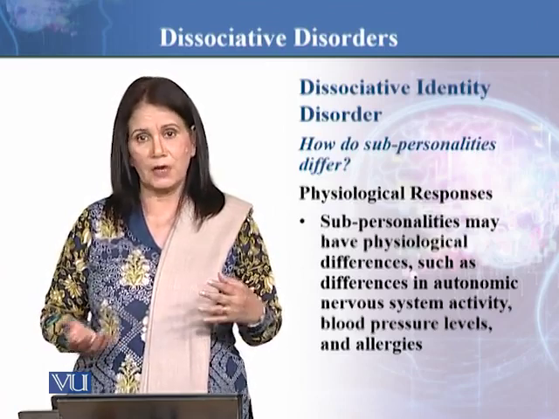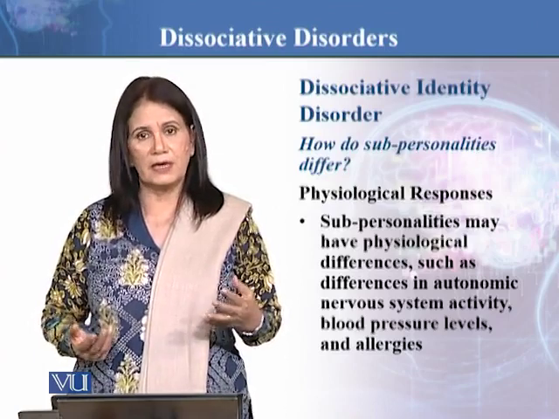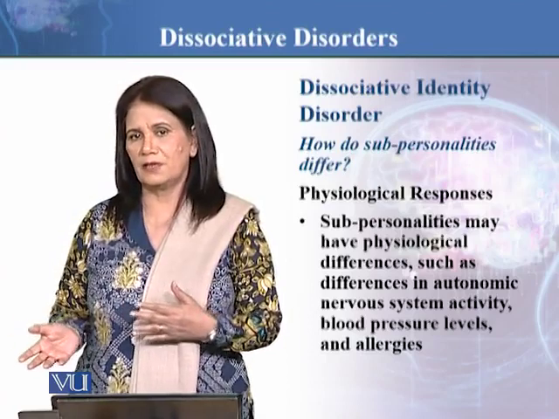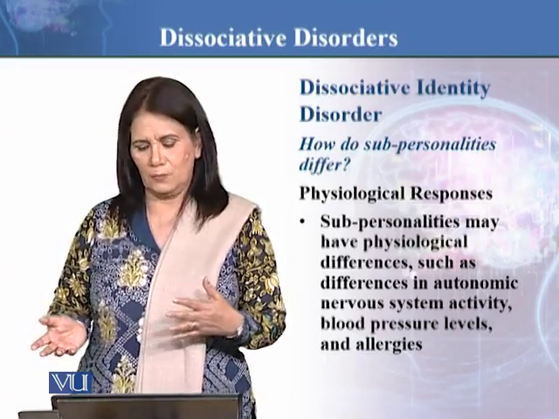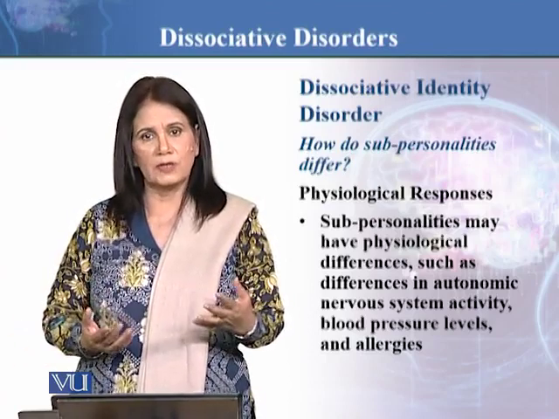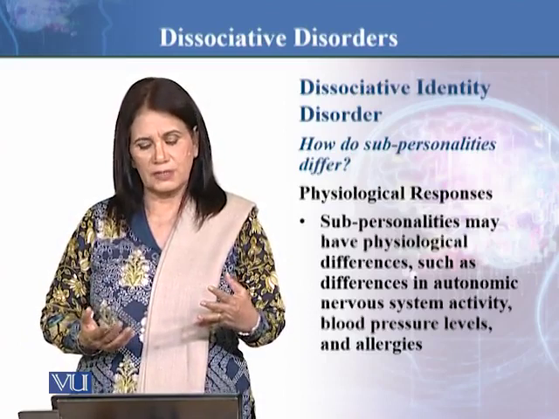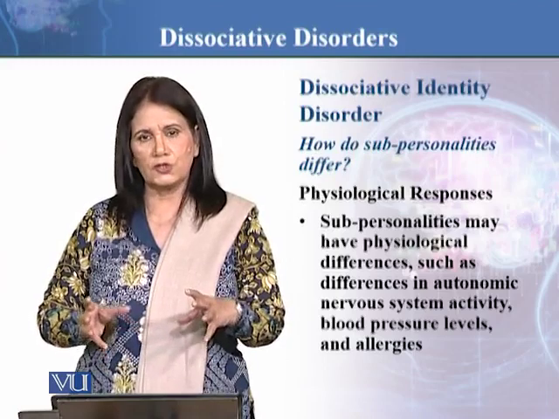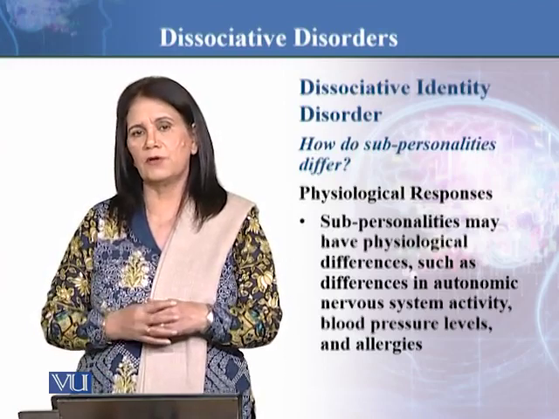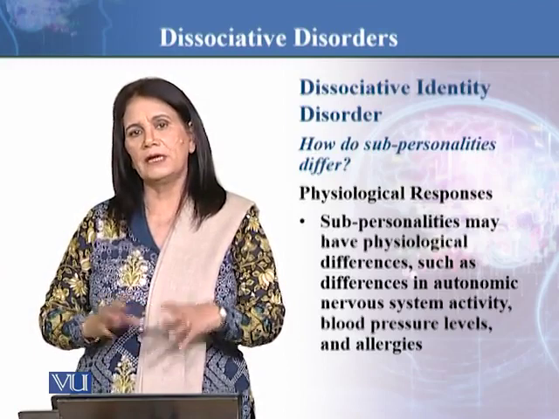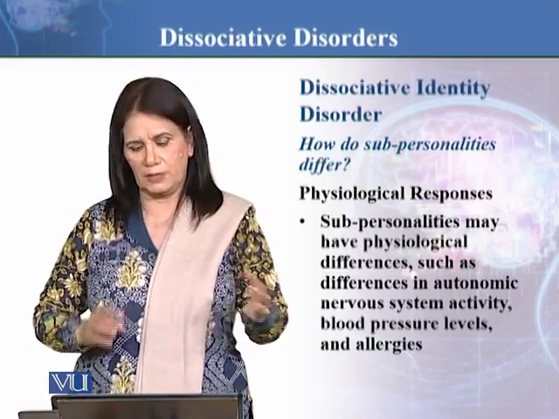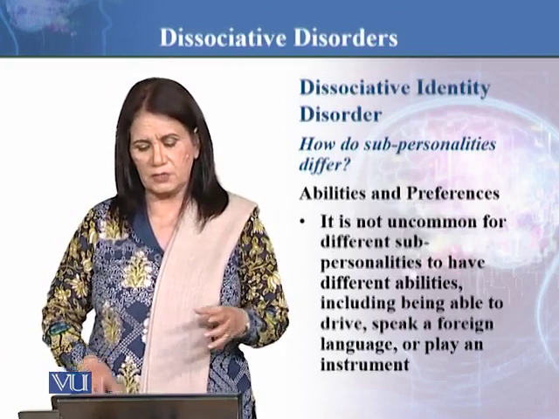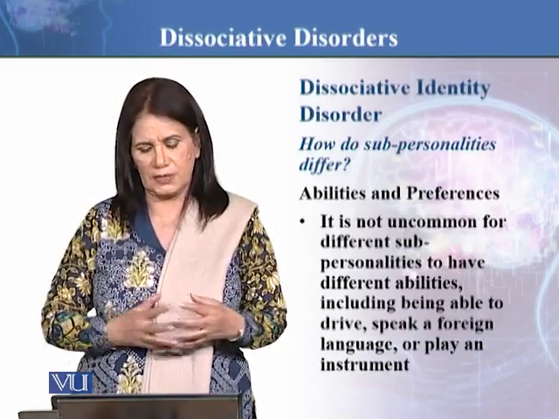They may be different in blood pressure level. They may be different in allergies. So when there is one personality, he or she may have different allergies or BP or autonomic nervous system activity. So this is a very amazing kind of disorder where even the physiological constitution or physiological responses of an individual will be different in one personality and will vary when the person is another personality. These are also called alters, when they change states from one personality to another.